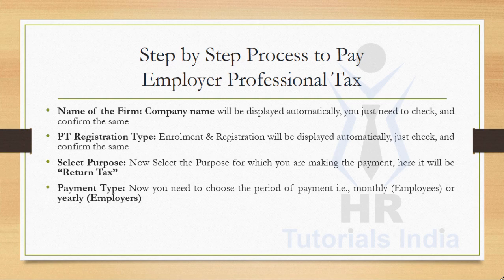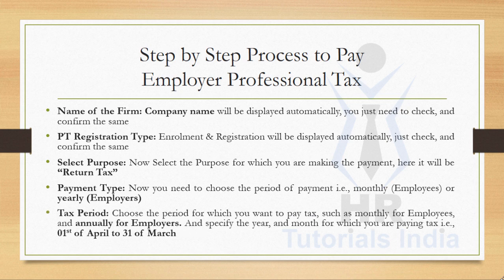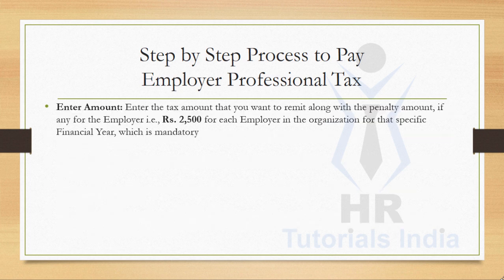Now you need to choose the period of payment, monthly for employees and yearly for employers. As we are making payment for employer, we need to select yearly for employers. Tax period. Choose the period for which you want to pay tax, such as monthly for employees and annually for employers. And specify the year and month for which you want to make tax payment, that is 1st of April to 31st of March.